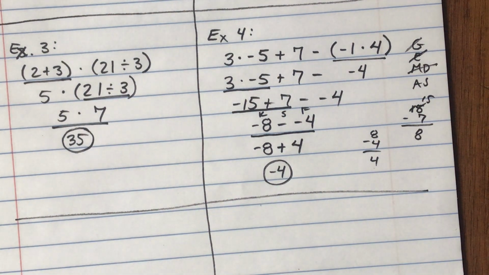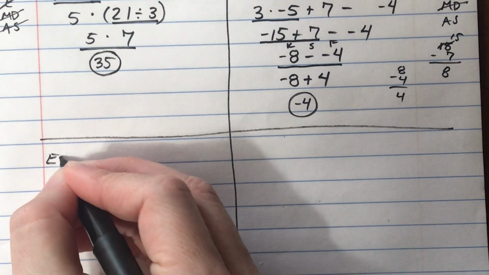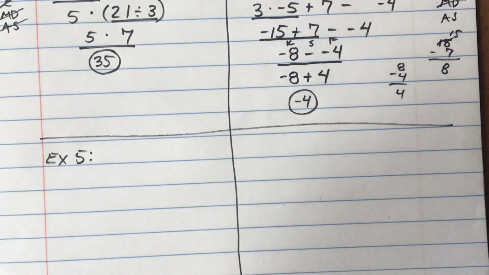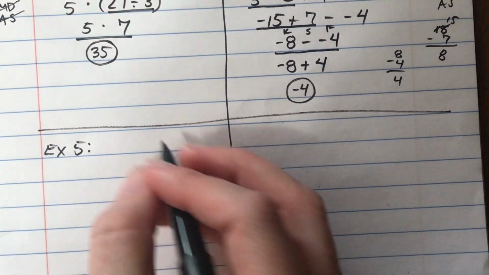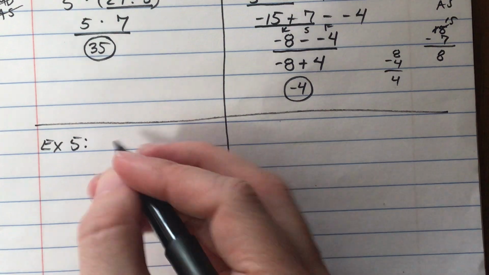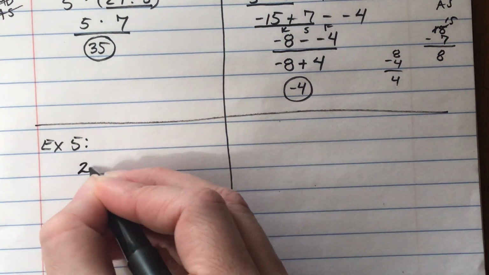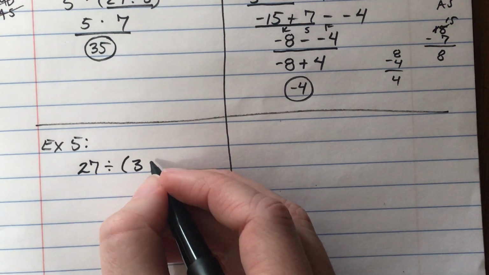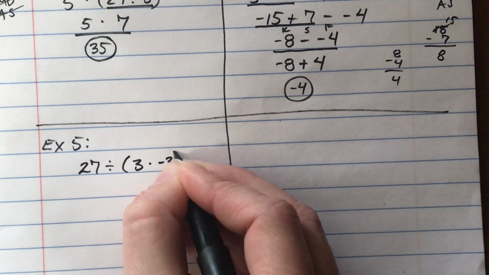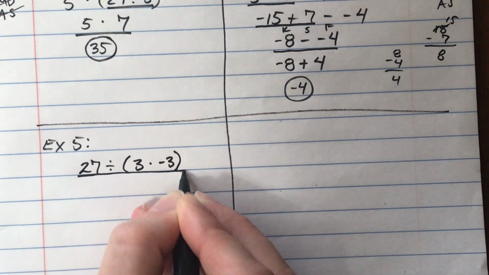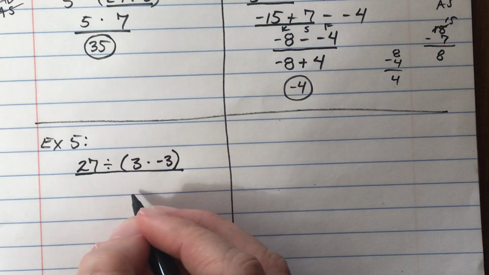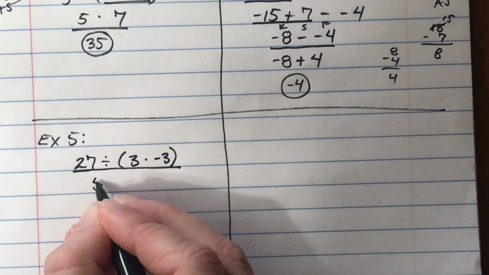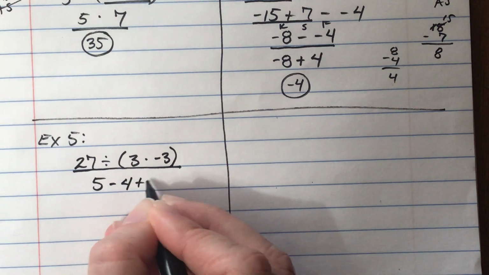All right, one last problem that we want to make sure that we work out together, and that's going to be one where we actually end up with a fraction bar. Yeah, we're just going to call it a fraction bar. All right, so example number 5, this will be the last one that we do together. Let me find a good one here. All right, let's do this one. 27 divided by, in parentheses, 3 times negative 3, and then over, all in a fraction bar, over 5 minus 4 plus 2.